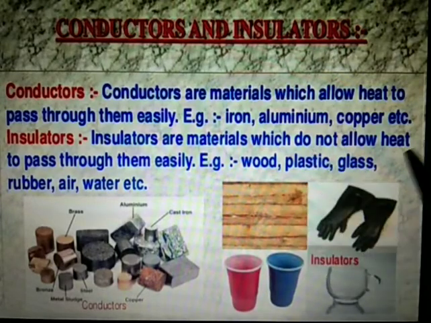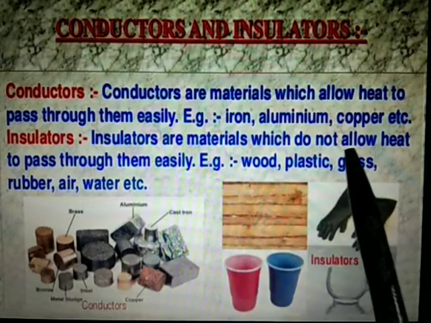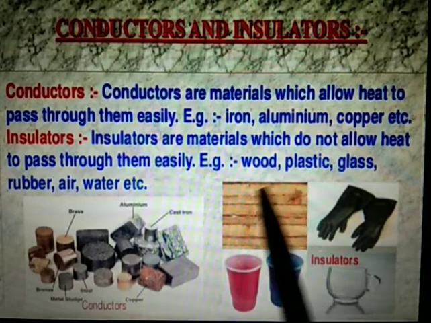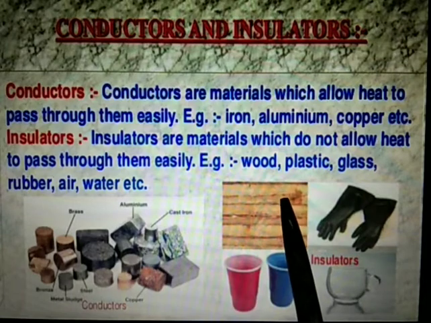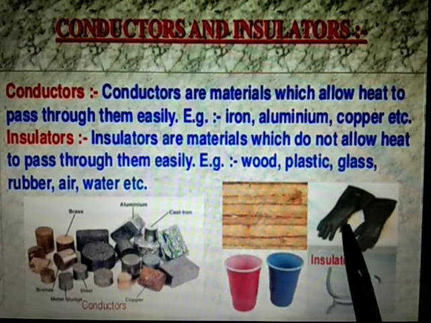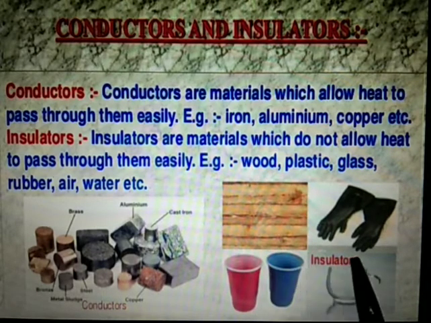Conductors are those materials which allow heat to pass through them, and the insulators are those which do not allow heat to pass, जो heat allow नहीं करते, pass नहीं करने देते. Examples of conductors are all metals like brass, aluminium, silver, copper. And the examples of insulators are plastic, wood, rubber, then water, air.